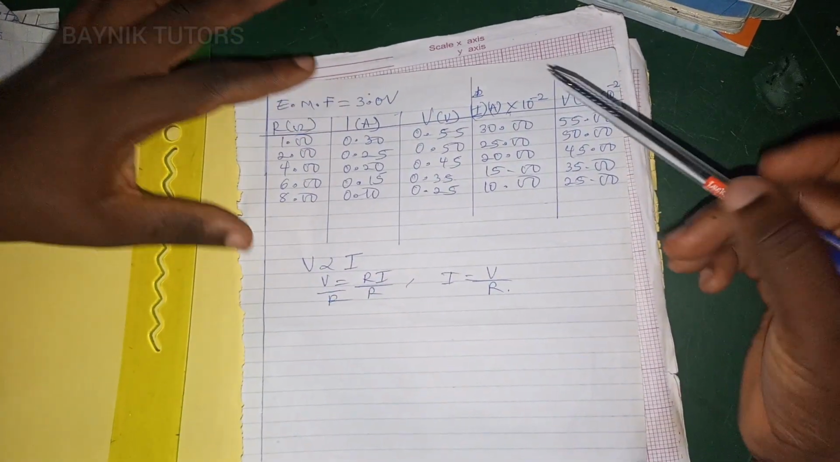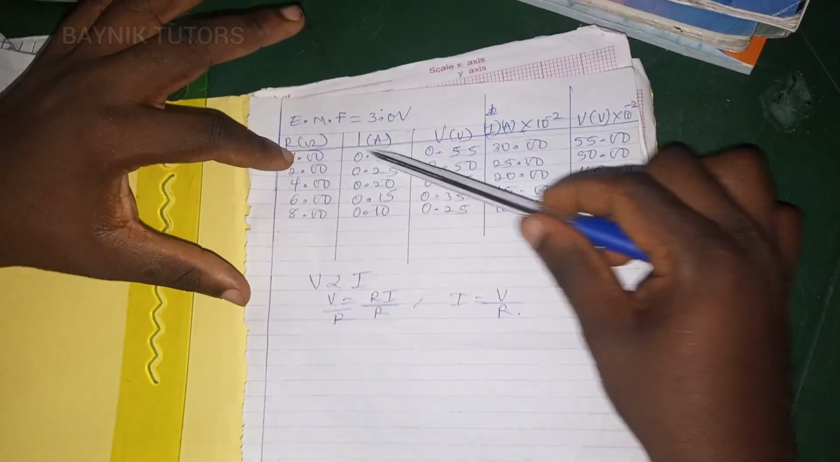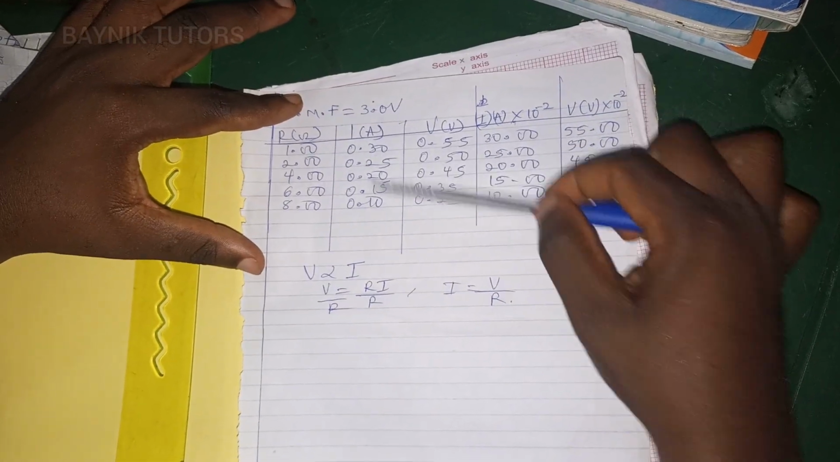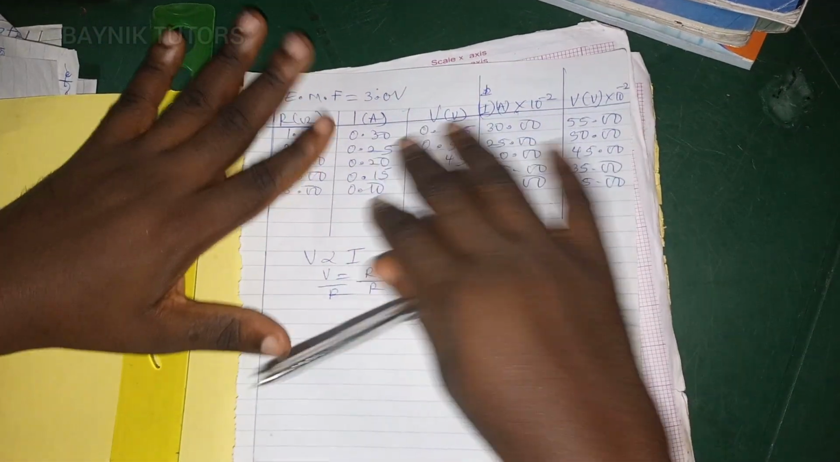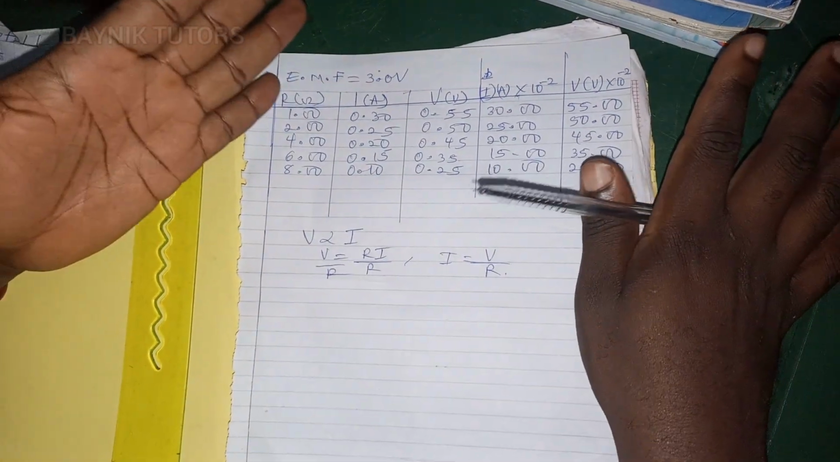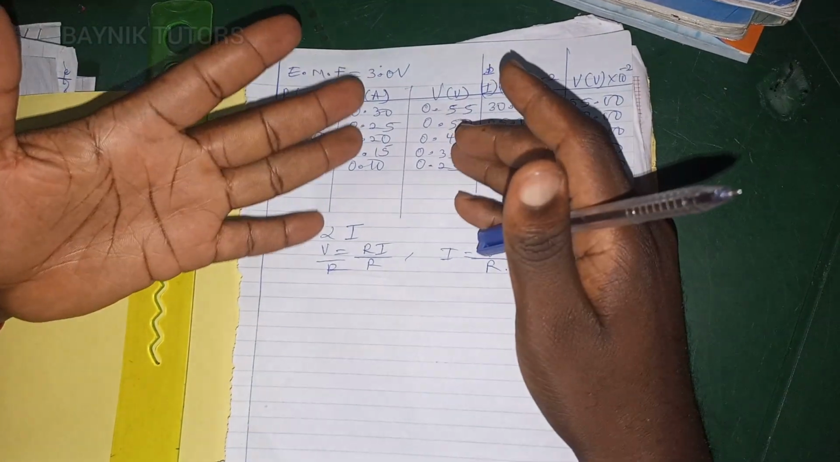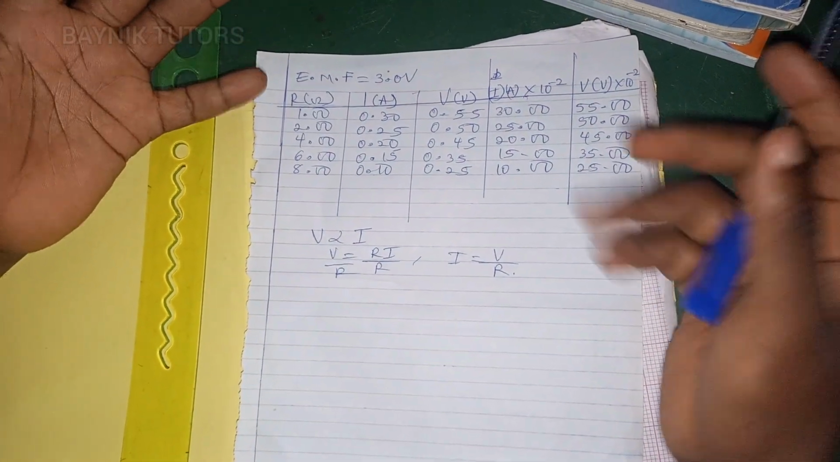And please don't forget something. When you come to your table like this, you must ensure that your table follows a pattern in such a way that your work is neat and follows the normal trend. That is, as the resistance is increasing, the current and the voltage are decreasing. And your work must be neat.